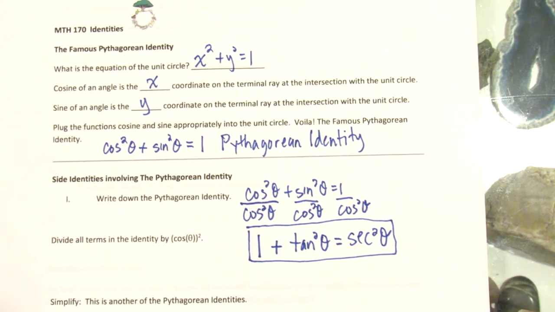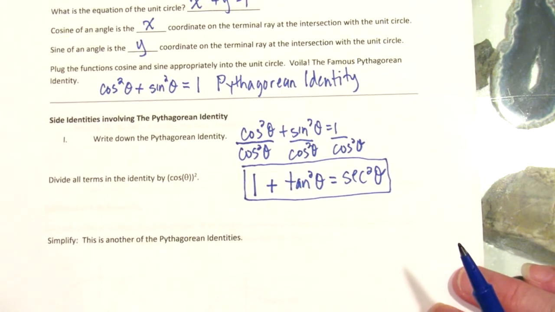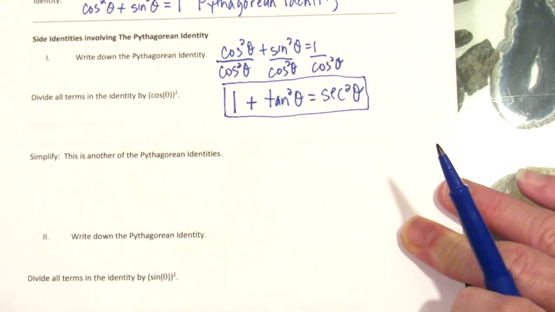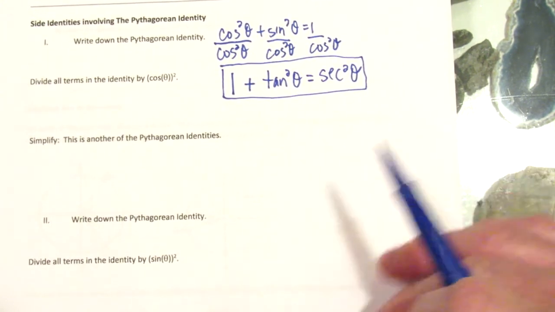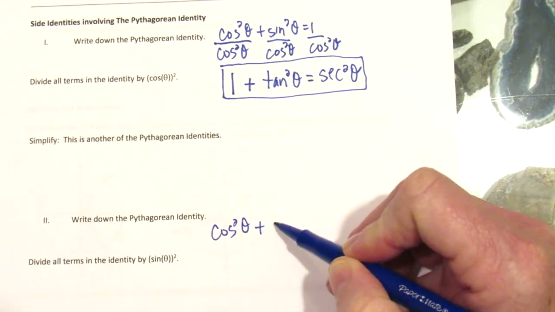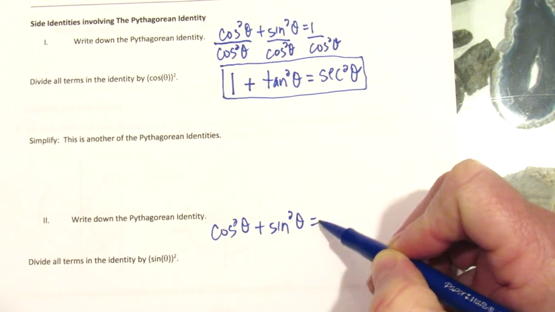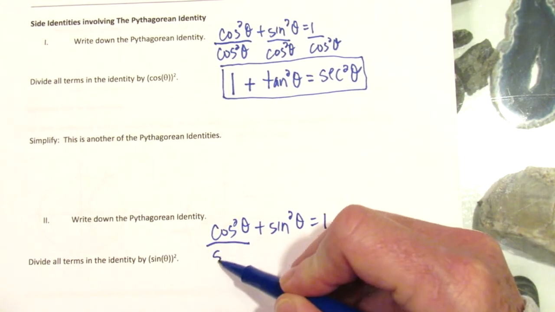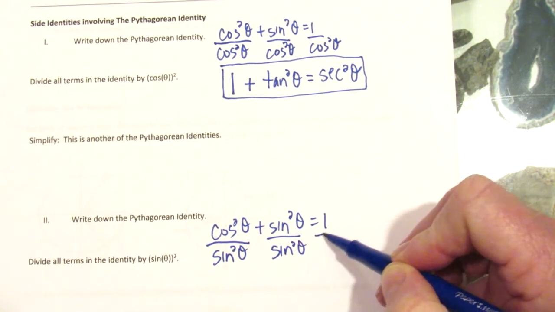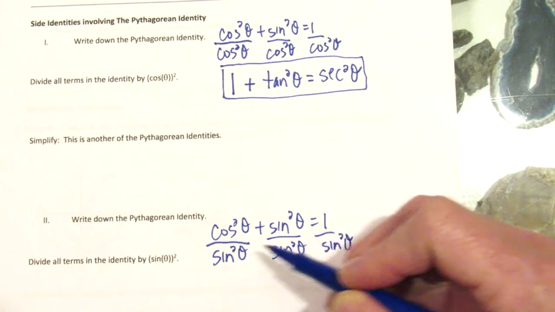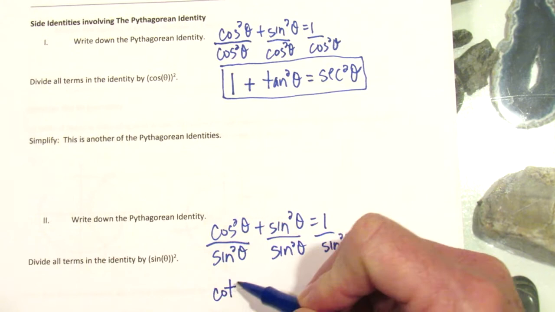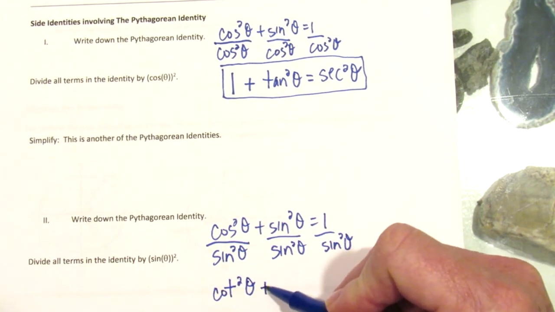We can come up with another common identity by, instead of dividing both sides by cosine squared, dividing both sides by sine squared. So again, cosine squared plus sine squared is equal to 1. If I divide both sides of the equation by the same thing, sine squared, I end up with cosine over sine is cotangent, so cosine squared over sine squared is cotangent squared.